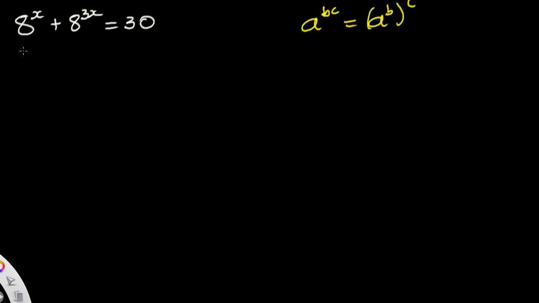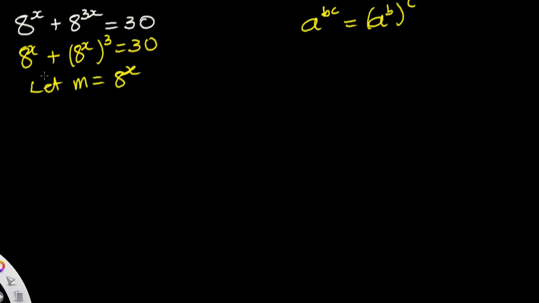And when we do that, we are going to have 8 exponent x plus 8 exponent x all exponent 3 is equal to 30. So now that we have a common term over here, we are going to replace this common term with any variable of our choice. So let's say we let m be equal to 8 to the power x. So in place of 8 to the power x, I'm going to write m over there. So I'm going to have m plus m to the power 3 is equal to 30.